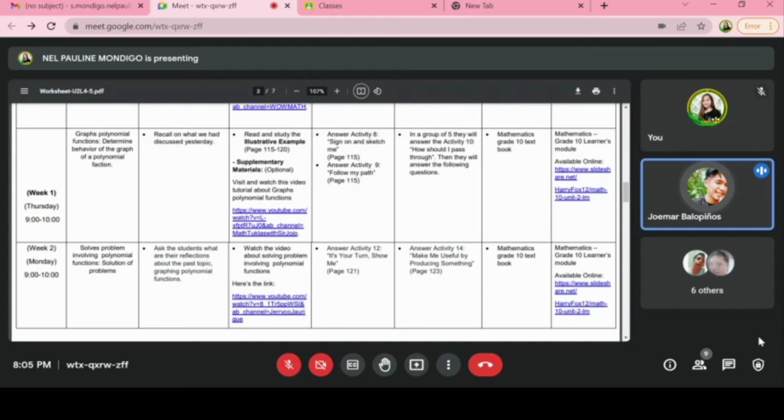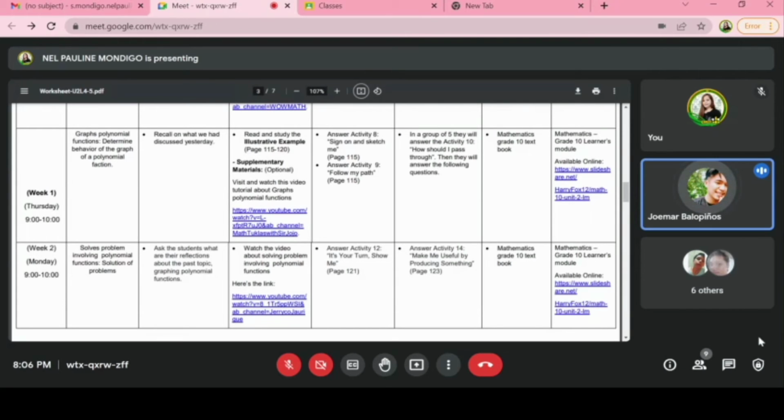On the fourth day of week 1, 9 to 10 a.m., the competency is to determine the behavior of the graph of a polynomial function. On contextualization, recall what we discussed yesterday. On discussion, read and study the illustrative example on pages 115 to 120. Supplementary materials are optional, since they can read or watch. Visit and watch this video tutorial about graphing polynomial functions, and here is the link.